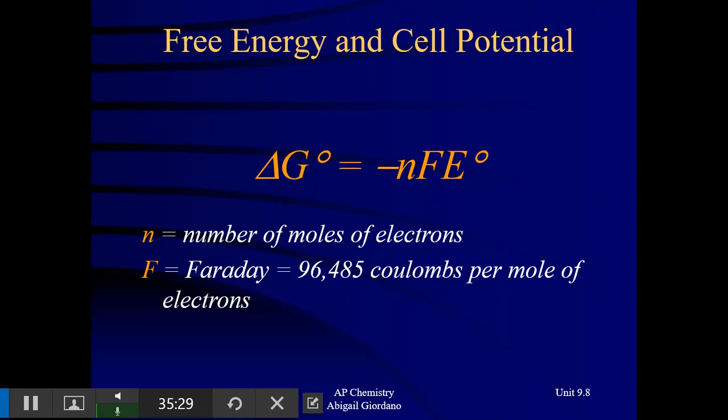F is something called Faraday's constant. That number, 96,485, you do not need to memorize. It is on your equation sheet. Also, I should have said before, the equation up at the top here is also on your equation sheet. It's in the same neighborhood as all the other thermodynamic equations we've been looking at.